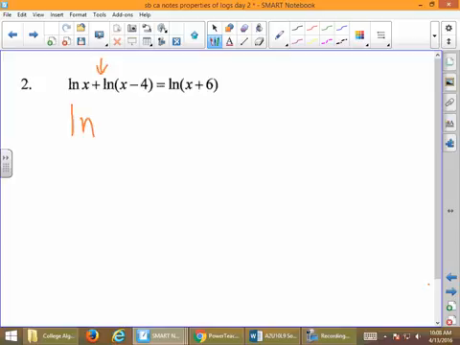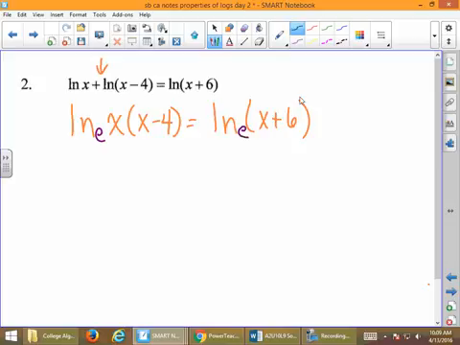Tell us to multiply. So we're going to take x, and we're going to multiply by x minus 4. And now what we've done is that we have a natural log on the left side, and we have a natural log on the right side. So we have the same bases, but by the way, what is the base of natural log? Just in case you don't know, it is an e. It doesn't have to be written.